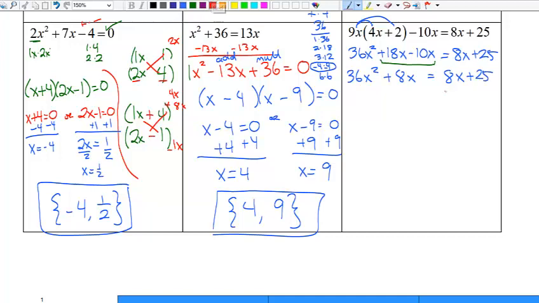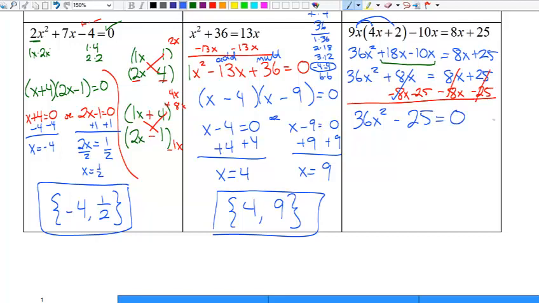Now I need to get one side equal to 0. So because the x squared is on the left, I prefer my first term to be positive, and it's already positive on the left. So I'm going to go ahead and move all the terms from the right side to the left side by adding or subtracting to get their opposites. So that gets me 36x squared. We have positive 8x minus 8x, that adds to 0, minus 25 equals 0.